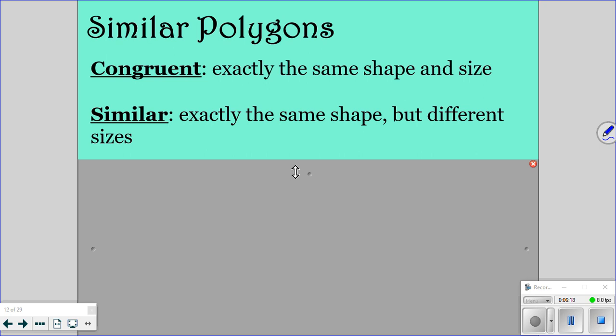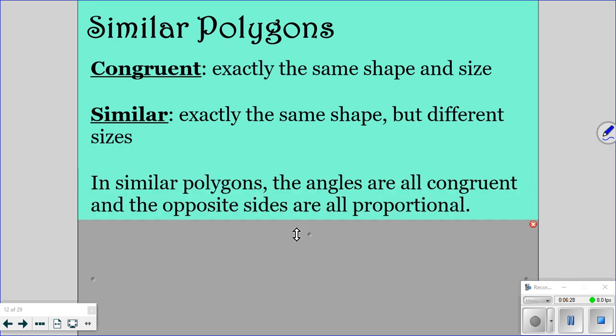So the angles are going to be congruent, but the side lengths are going to be in a proportion or in a ratio. They'll be proportional, but they won't be the same length. So in similar polygons, all the angles are congruent and your opposite sides are proportional.